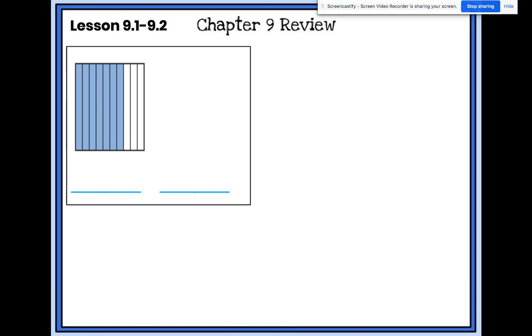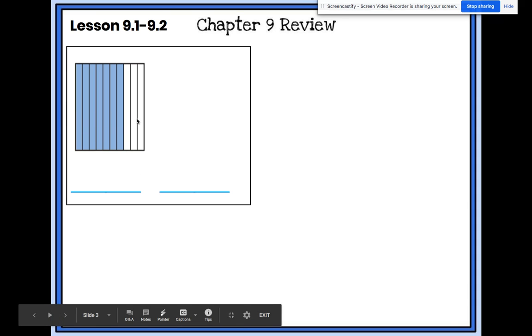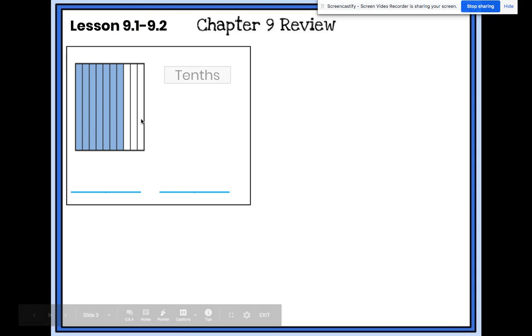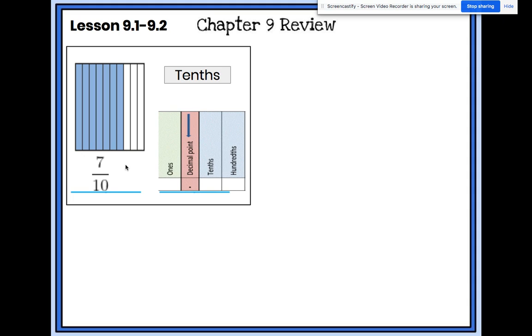All right, let's look at another model. So our next model is divided into 10 equal parts. So that tells me that I'm working with the place value section of tenths. When I look closely at the model, I can count how many I shaded out of those 10, and I shaded 7 out of the 10 places. So when I write that as a fraction, I'm going to write 7/10. The 7 represents the number of blue shaded areas, and the 10, your denominator, represents how many total parts are in the whole.